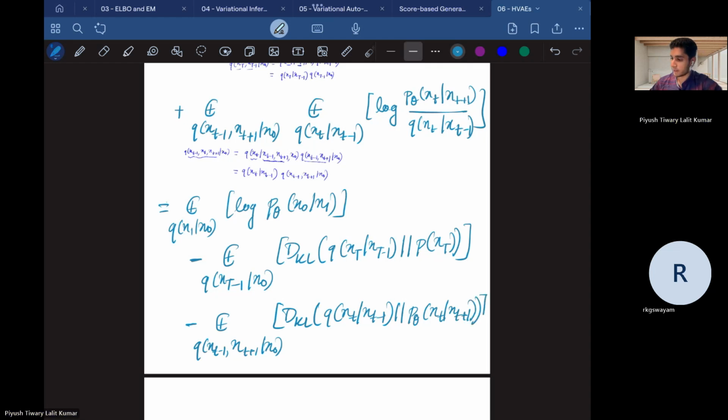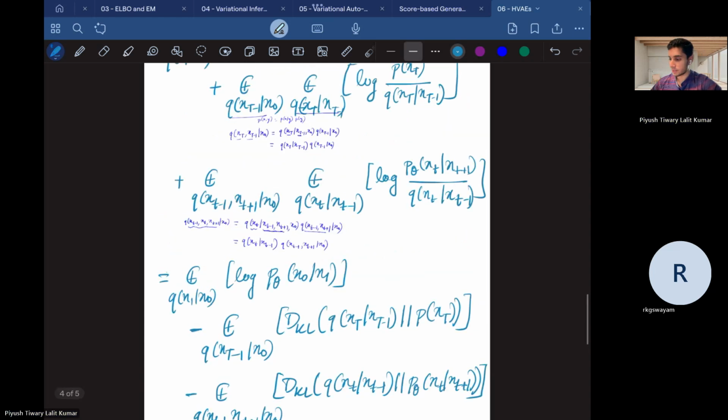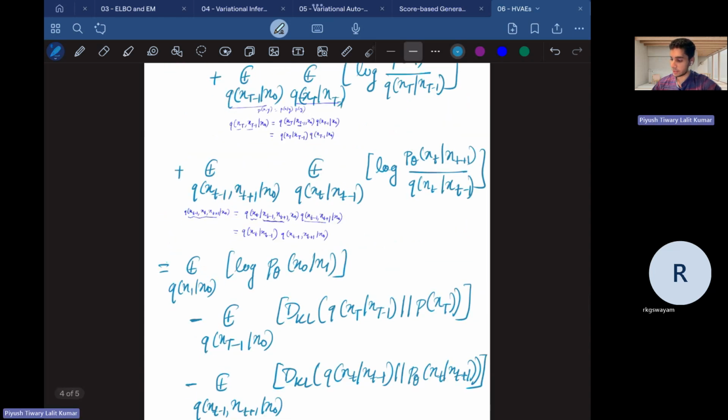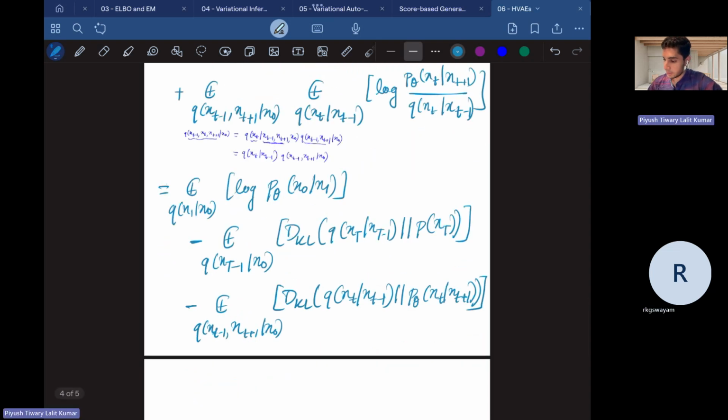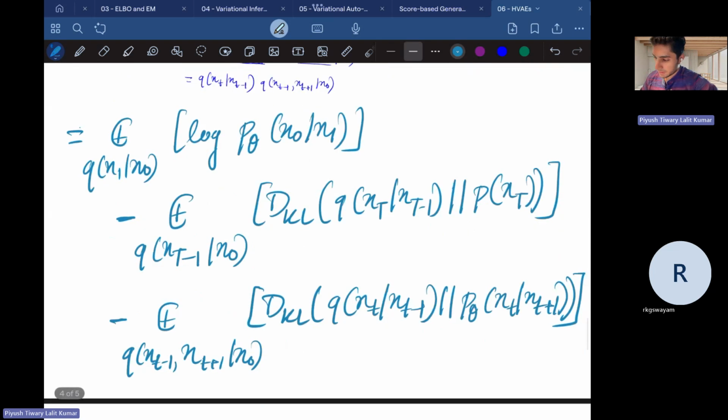Is this step clear? I have just taken a negative sign outside so that the ratio inside the log inverts, and then I can write it down as KL divergence. Okay, so that's it. That's all we had to do.